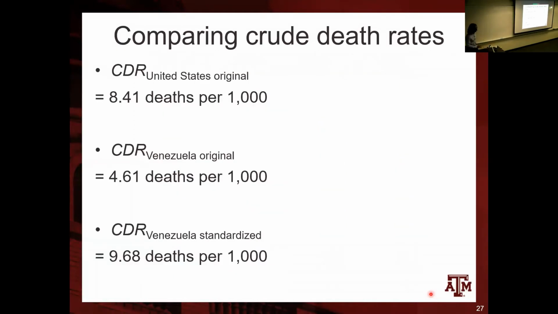So now you can compare crude death rates of the two countries and know that actually Venezuela does not have lower levels of mortality than the US. Venezuela has higher levels of mortality than the US. Cool?